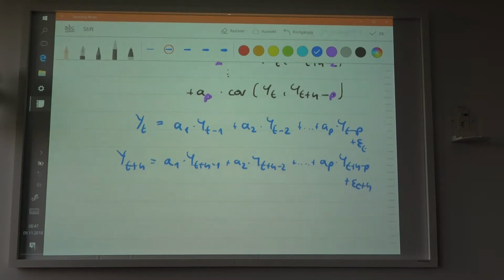Epsilon t plus h, of course. Because we have the time index t plus h here, this is t plus h, what you have, and here above you have just t. This is just what you replace. That's relatively easy to understand. Now there you can compare the two processes to each other.